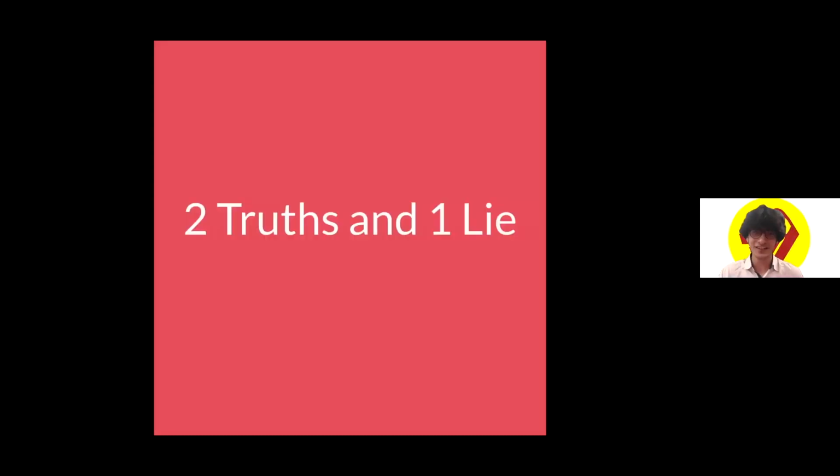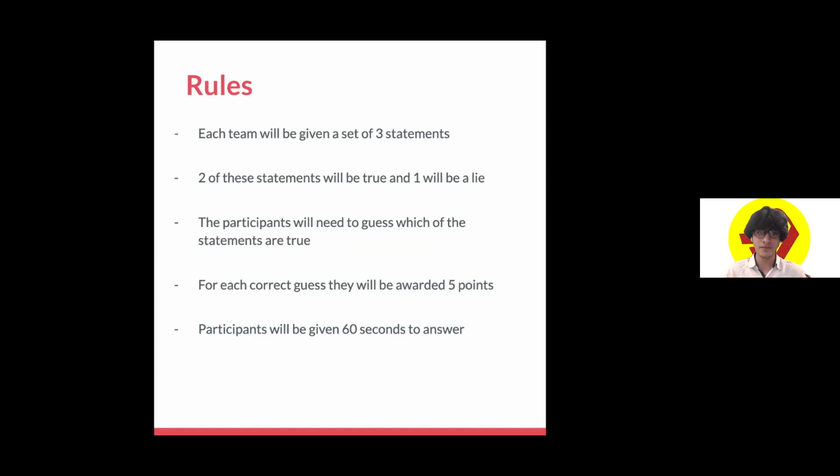Okay, so our next round is going to be a 2 truths and 1 lie round. Each team will be given a set of 3 statements. 2 of these statements will be true and 1 will be a lie. The participants will need to guess which of the statements are true. For each correct guess, they'll be awarded 5 points. So if you guess both the true statements, you'll get 10 points. If you only guess one, you'll get 5 points. And you'll be given 60 seconds to answer. Additionally, all of these statements are themed around your own students.